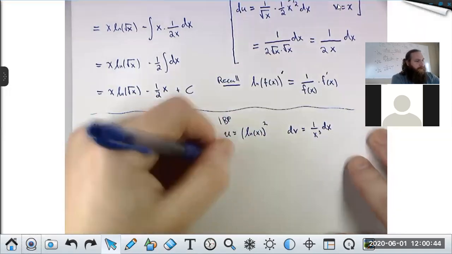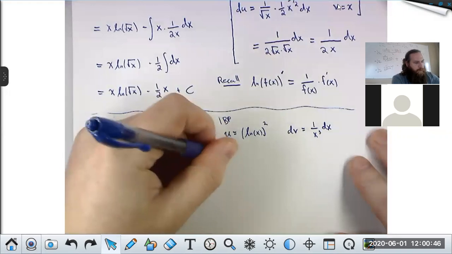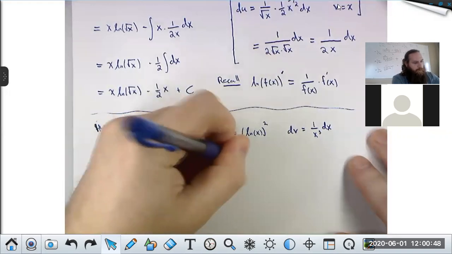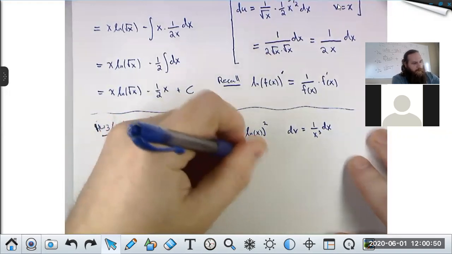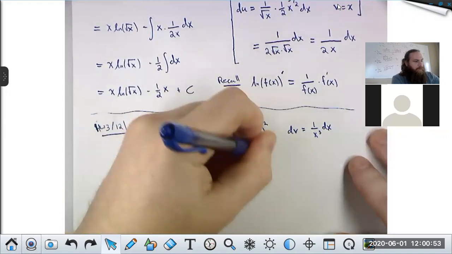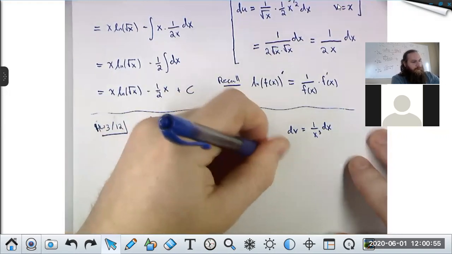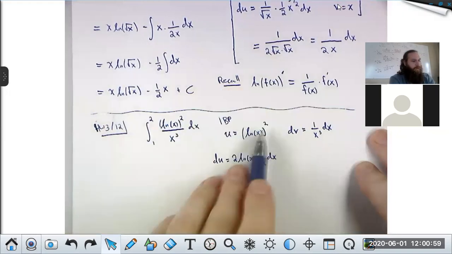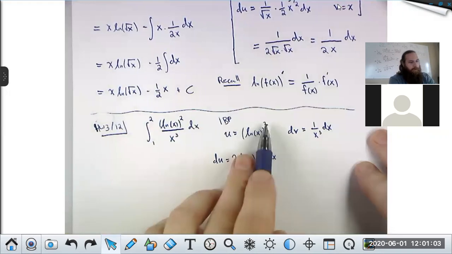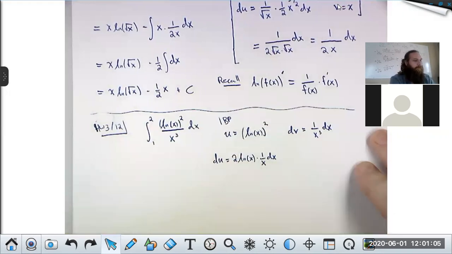du, again, is going to require a chain rule. Looking like this, I bring the 2 down, reduce this power by 1. That's 2 times the log of x raised to the first power, which is just the log of x. And then I multiply by the derivative of log x, which is 1 over x.